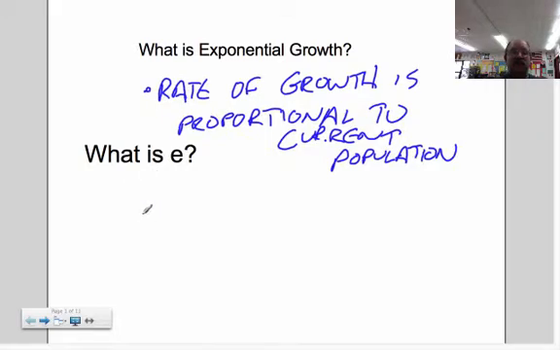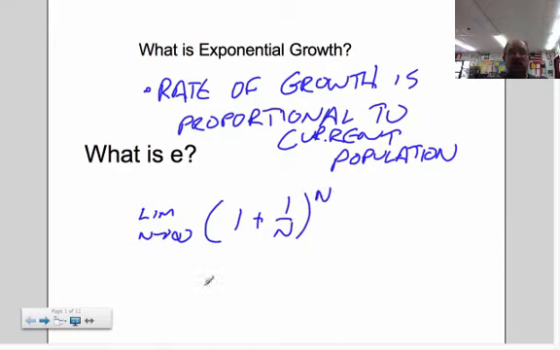E is the limit, as n gets really, really large, of 1 plus 1 over n to the n power. That's what E is. If you do that on the calculator, you take a minute, you do 1 plus 1 over 1,000 to the 1,000th power, 1 plus 1 over a million to the millionth power, whatever the limit of your calculator comes out to be. It's going to get very, very close to E.